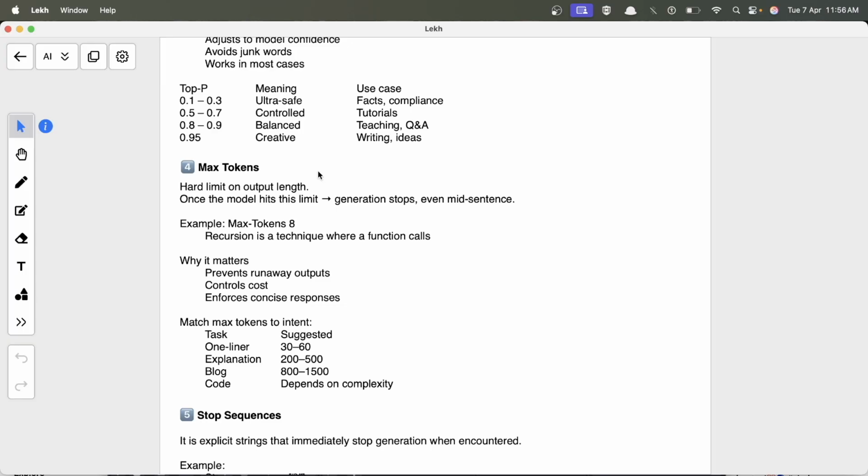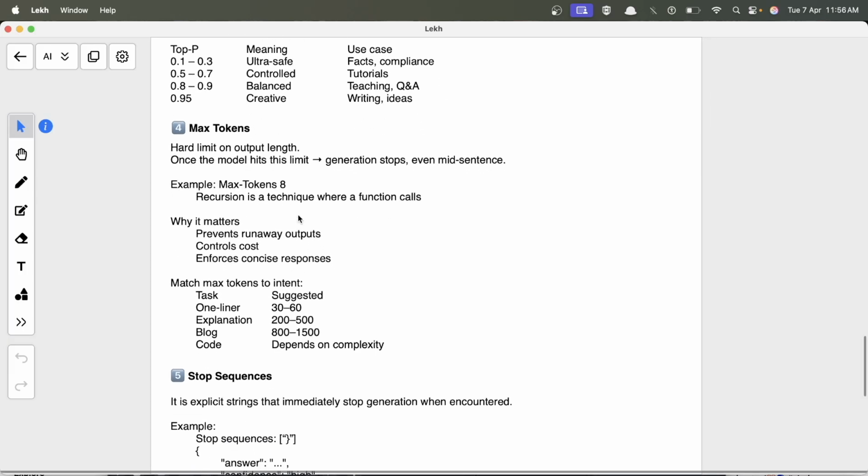Please note that I'm not saying words, I'm saying tokens. So for example, a word might be cut into different tokens, right? So it simply tells the model in the answer return at max 200 tokens. So for example, max tokens, let's say 8.